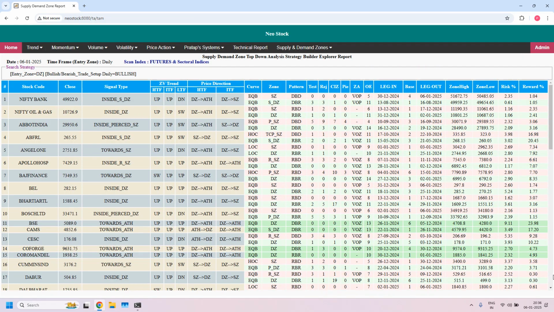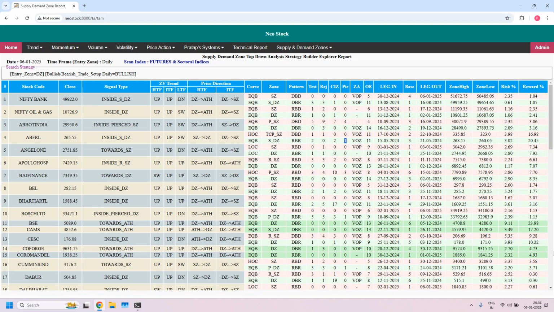With pierced zones, you get a big list. But observe carefully. Some of these demand zones, see here, this is a pierced zone, currently supporting a bullish trade setup. That means it's not that zone you should look for.